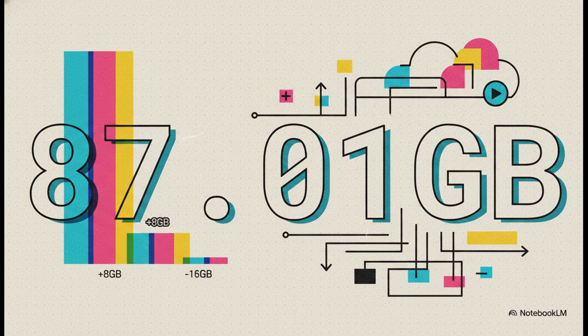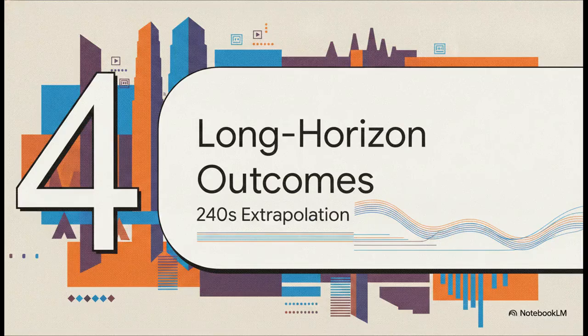To put this feasibility into perspective, check out this peak memory statistic, 87.01 gigabytes. That means SGF adds a mere 8 gigabytes of peak overhead compared to a frozen cache model. But here is the real kicker. Because we discard that rollout cache, SGF actually decreases the stable memory footprint during training, dropping it from 79 gigabytes down to around 63 gigabytes. That is incredibly efficient.